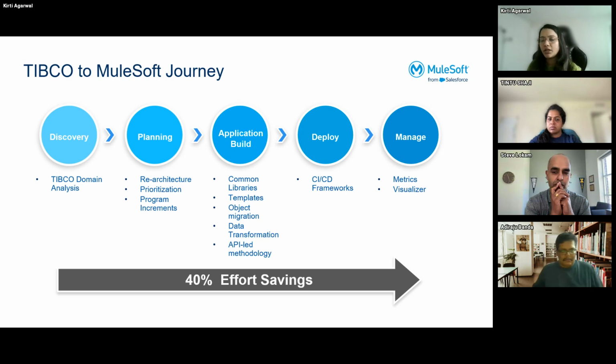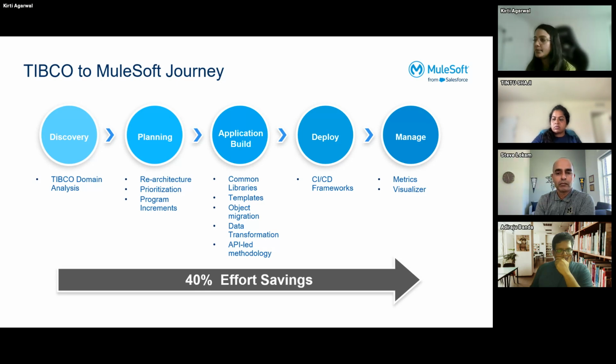Once you start with the migration, take a small set of interfaces and implement them along with the common libraries that you have created. Do any enhancements that might be required, and transform all your TIBCO schemas to RAML schemas. The data types that you create from TIBCO schemas to RAML schemas can be a reusable asset and can be used in the future for any other integration that you're doing within MuleSoft.